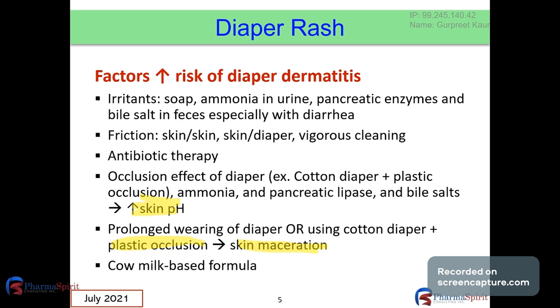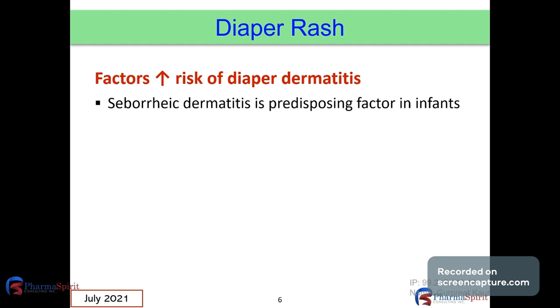Finally, the cow milk based formula that leads to the copious stool formation, more irritating stool, and alkaline stool. So these are different risk factors in addition to what we had on the previous slide. In addition to the risk factors we had on the previous slide, there is one more new risk factor that we need to also add, which is seborrheic dermatitis. Seborrheic dermatitis is a predisposing factor to diaper rash in infants.